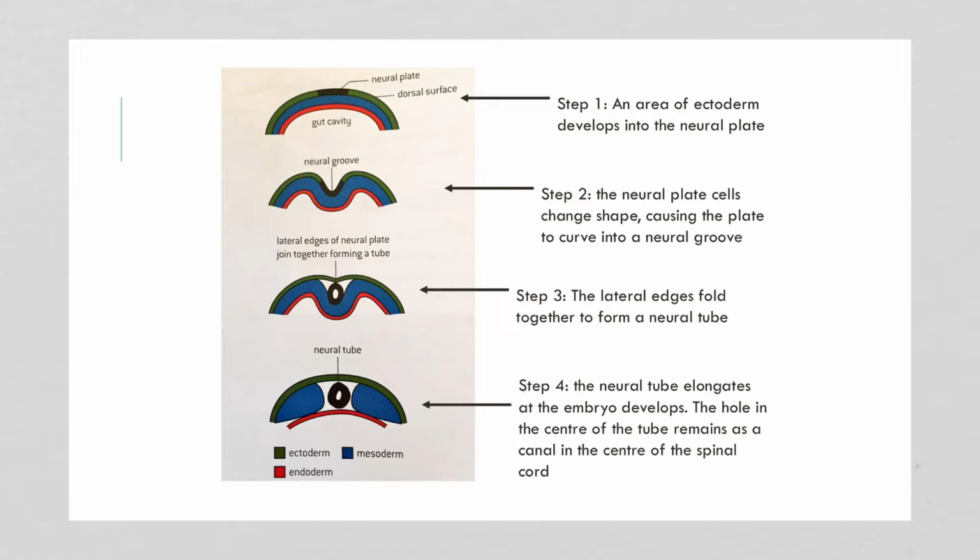And then step 4, the neural tube elongates as the embryo develops. And the hole in the center of the tube right here remains as a canal in the center of the spinal cord.